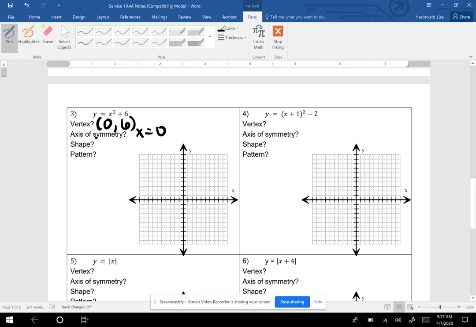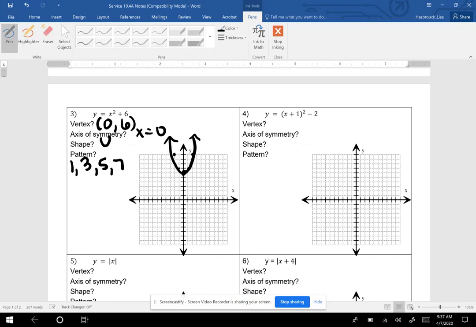Since this is a squared problem, it's a parabola, which means it's a U shape, and our pattern is 1, 3, 5, 7. So I start at 0, 6. And I put a dot. Then I use my pattern to graph the rest. Over 1, up 1, over 1, up 3. So notice I could only use 1 and 3 of the pattern before I go off the graph. That is okay. You just want to do as many as you can. And we're done.